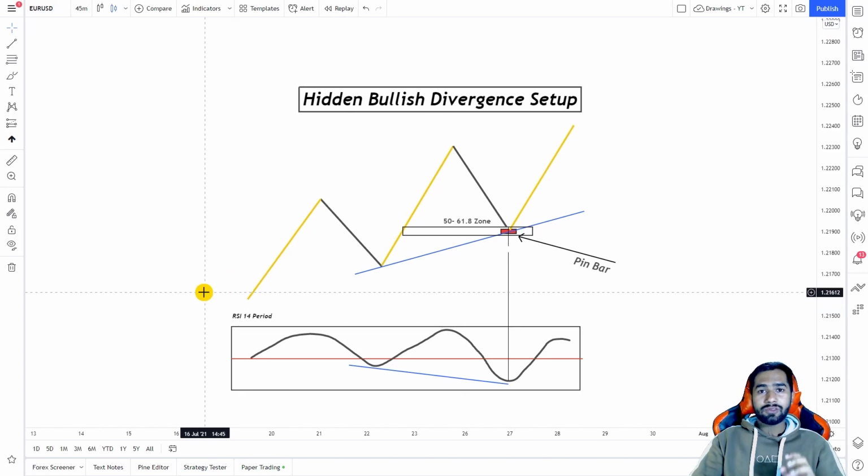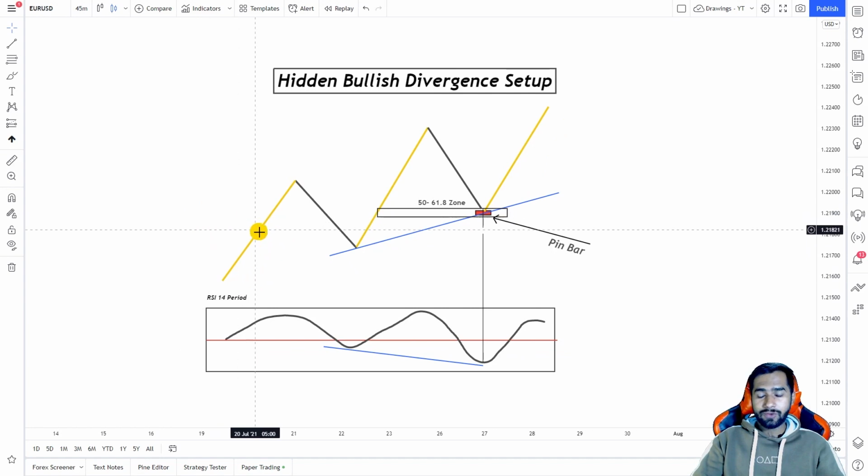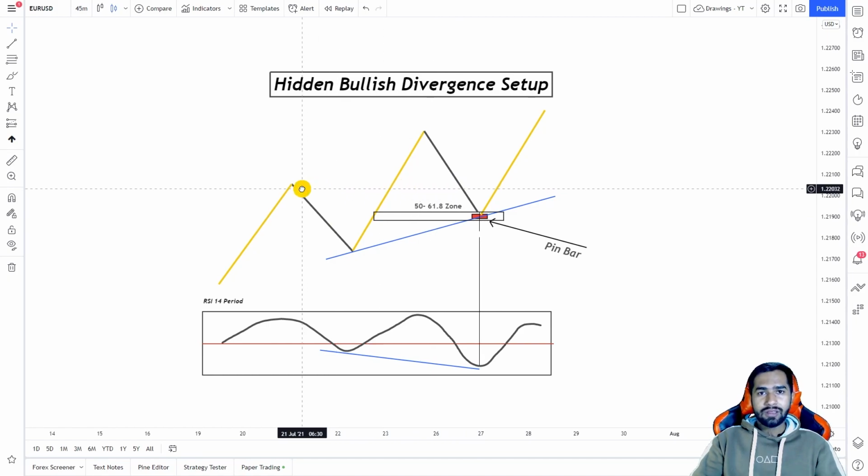So today we're going to talk about a very important topic, that is hidden bullish divergence. I'm going to show you what hidden bullish divergence means and how you can trade and detect the hidden bullish divergence setups on your charts.